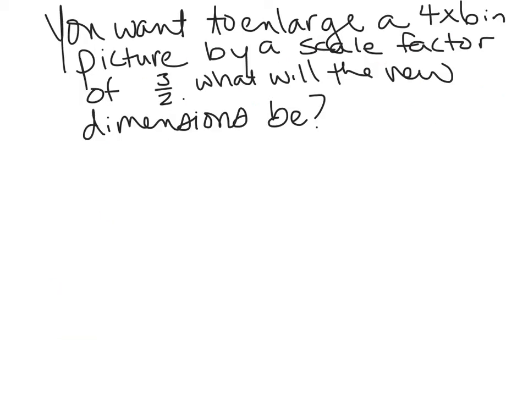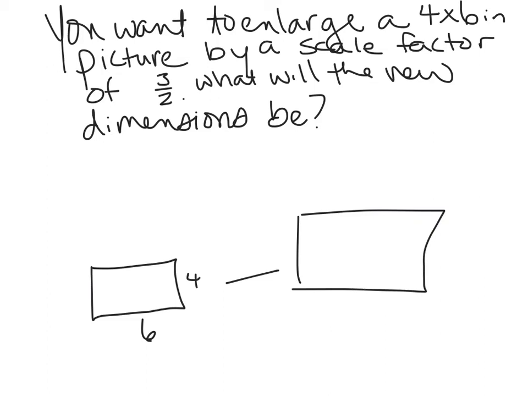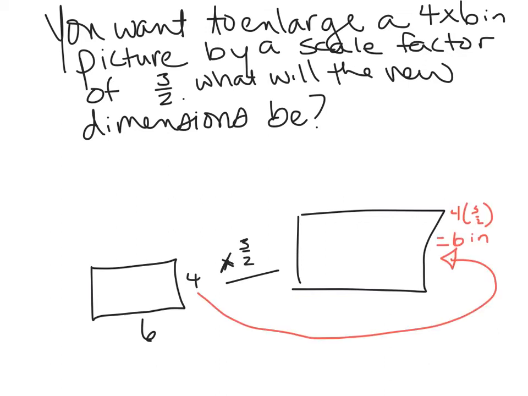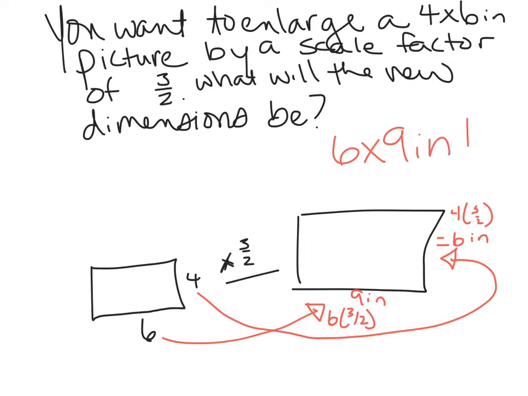So let's say you want to enlarge a 4 by 6 inch picture by a scale factor of 3/2. What will the new dimensions be? Imagining we currently have a 4 by 6 picture, we want it to be larger. All we have to do is multiply those dimensions by the 3/2. So 4 times 3/2 is 6 inches, and 6 times 3/2 is 9 inches. So the new dimensions become 6 by 9 inches.